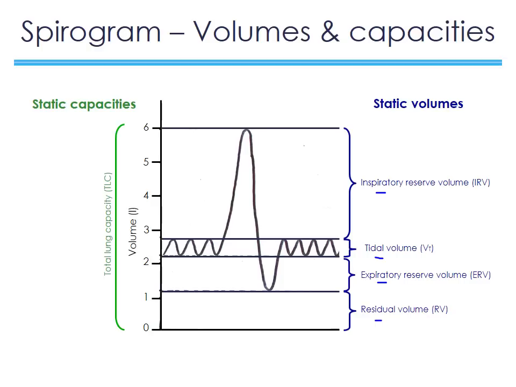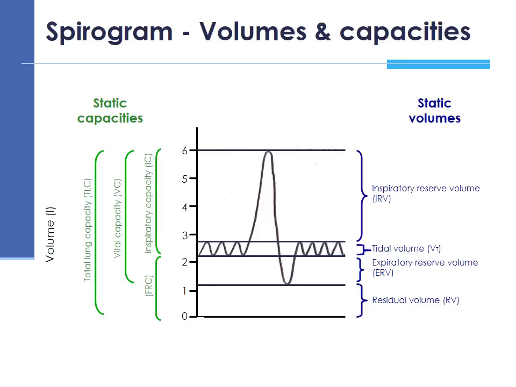So it's all of the volumes added together, the total volume your lungs can hold, not just the volume that can be breathed in and out. Remember, there's a difference. The volume of air that can be breathed in and out is the vital capacity, but the total volume that your lungs can hold is the total lung capacity.